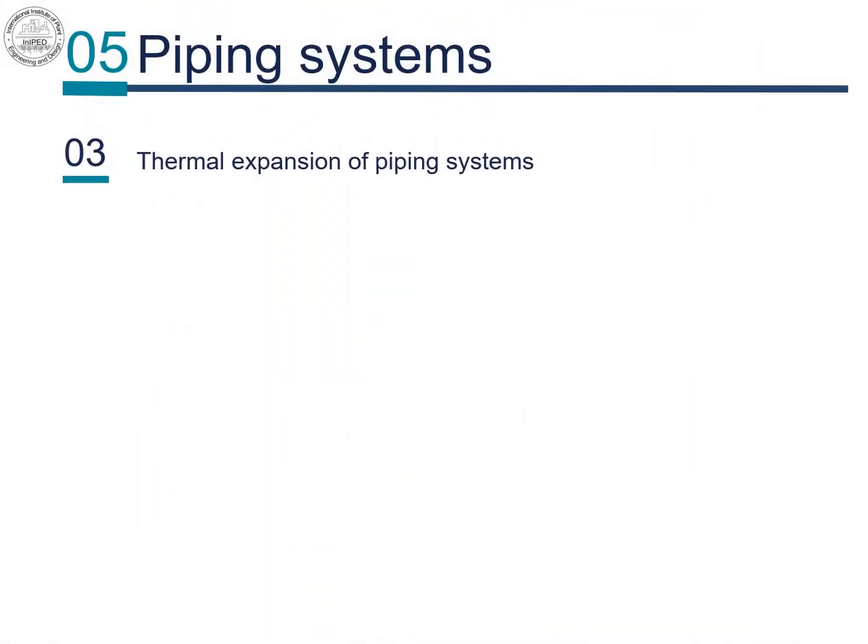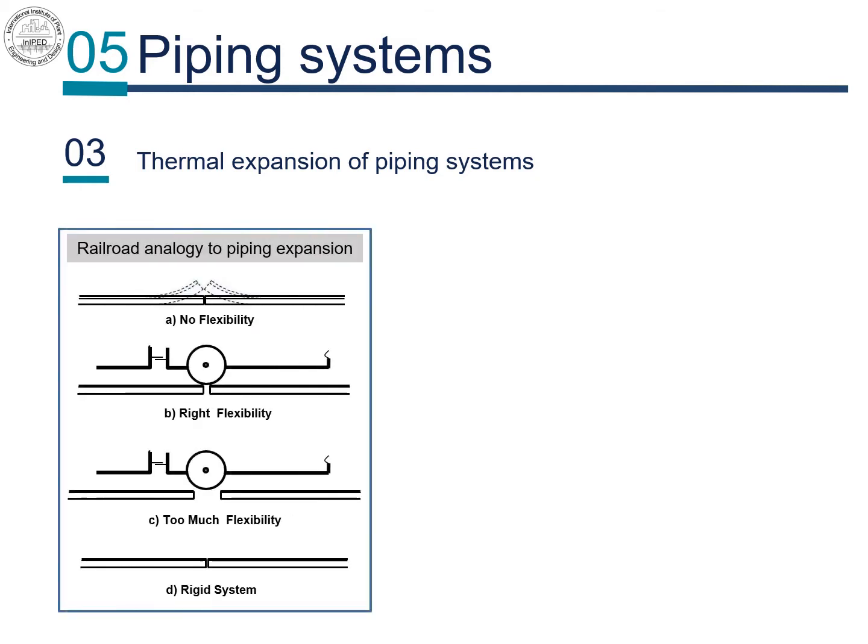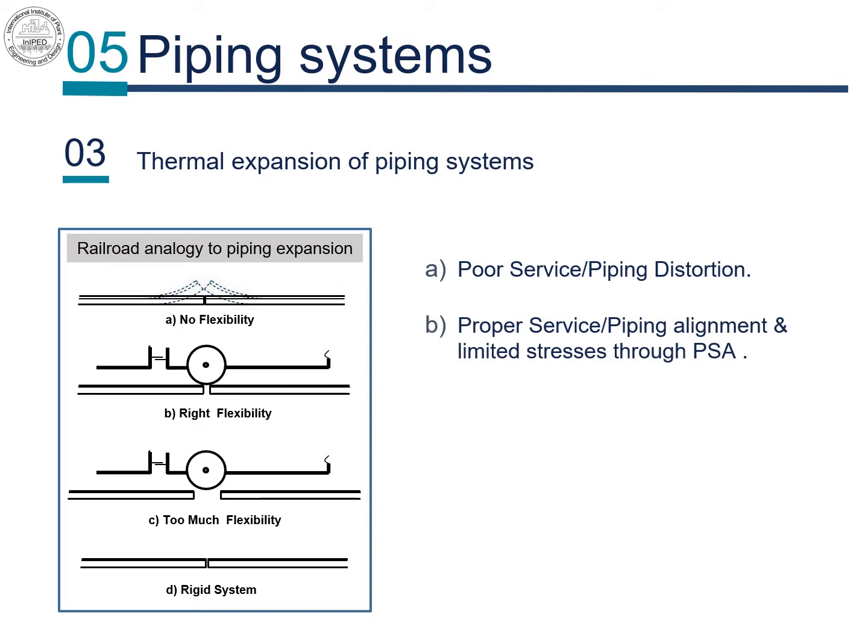Thermal expansion of piping systems would be best described in analogy with railroads design, on the following diagram. If the rails are tied together without the possibility to expand, the resultant would be as shown in option A, which is lack of flexibility leading to distortion. However, in option B, we can see that there is provided just enough spacing to accommodate thermal expansion, which also allows for proper service. In option C, too much space was left for thermal expansion, so the service would be poor.